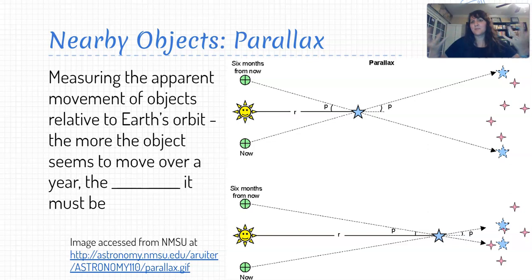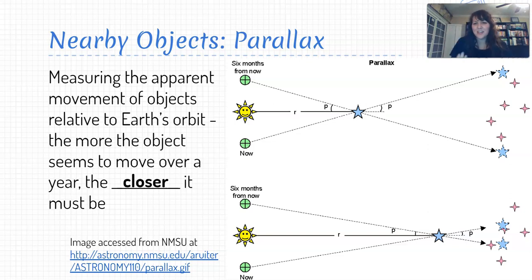All right. And this is the basis of constellations and all sorts of things. And so what we can do is keep track of how different the apparent location of a star looks in the night sky when we move around to the other side of the sun. The more drastically the object seems to move from our standpoint, the closer it must be. So the bigger the change in the apparent location of a star relative to the background of the night sky, the closer that object must be.